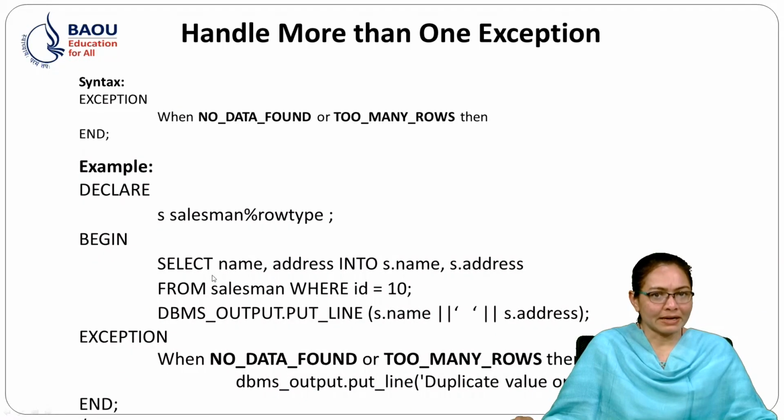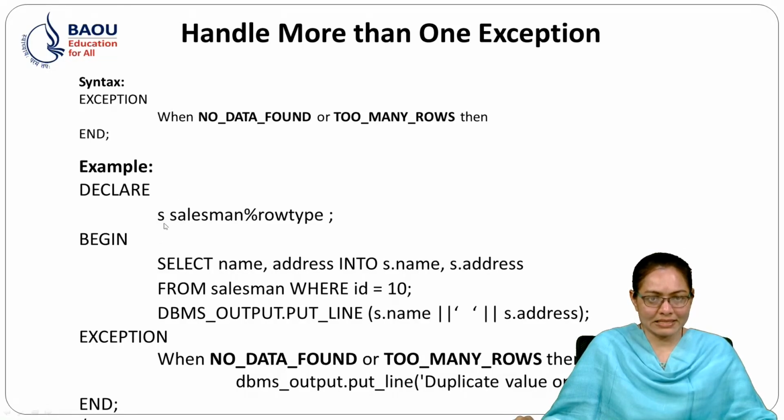Now see, in the example, a PL/SQL block to find out the name and address of the salesman whose ID is 10. Here two situations can occur: either there are no records in the table, or more than one record is found in the salesman table with ID 10. Thus, the PL/SQL block raises the runtime exception named no data found or too many rows, which is captured in an exception block.